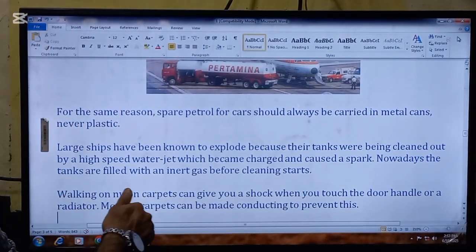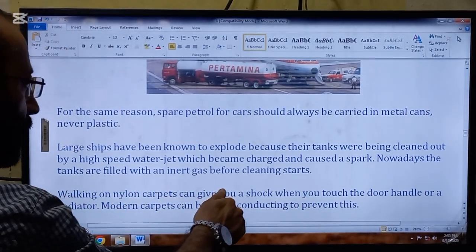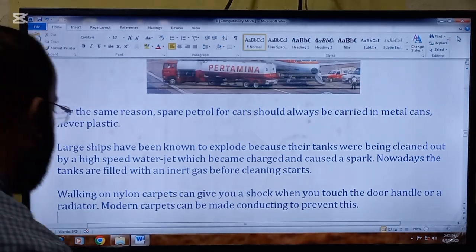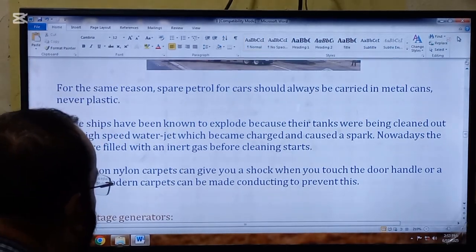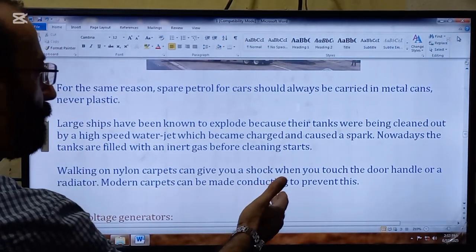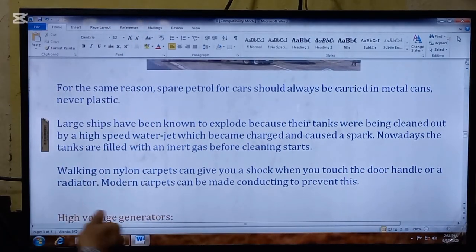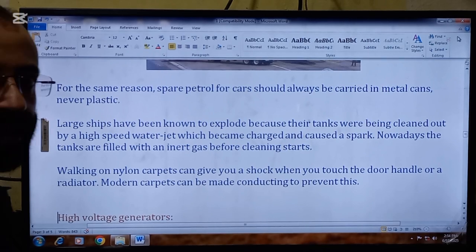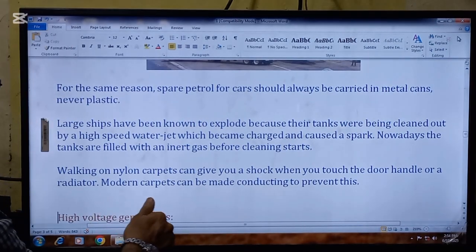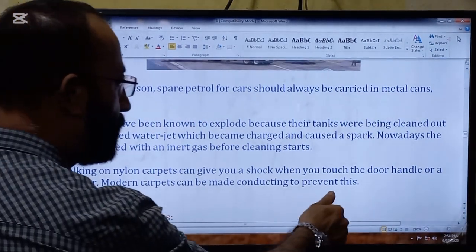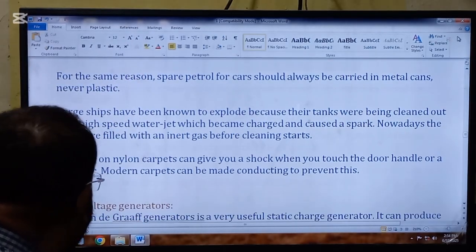Nowadays, the tanks are filled with an inert gas before cleaning starts. Walking on nylon carpets can give you a shock when you touch the door handle or a radiator. A spark can generate, and this can give you a shock. Modern carpets can be made conducting to prevent this.